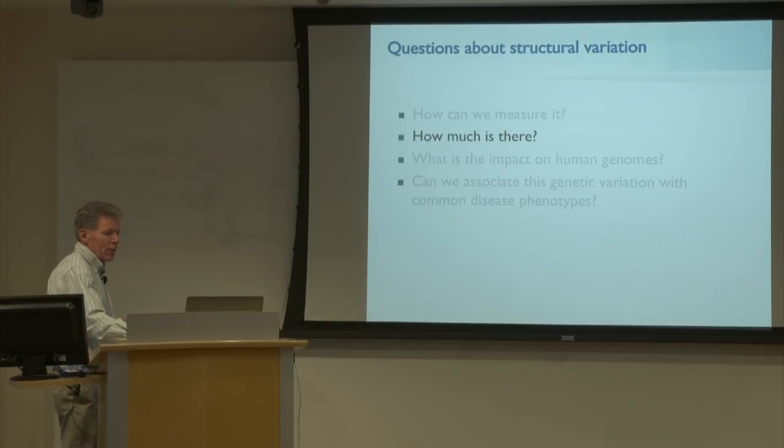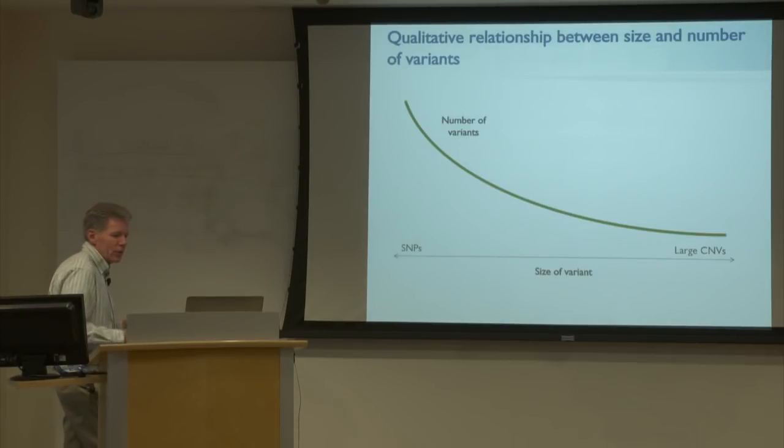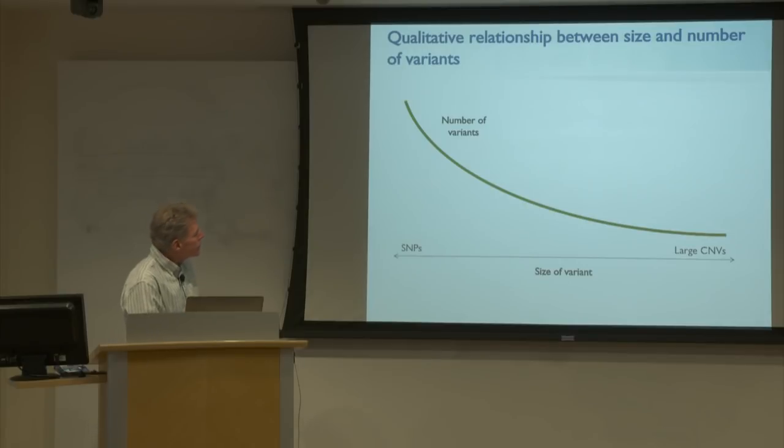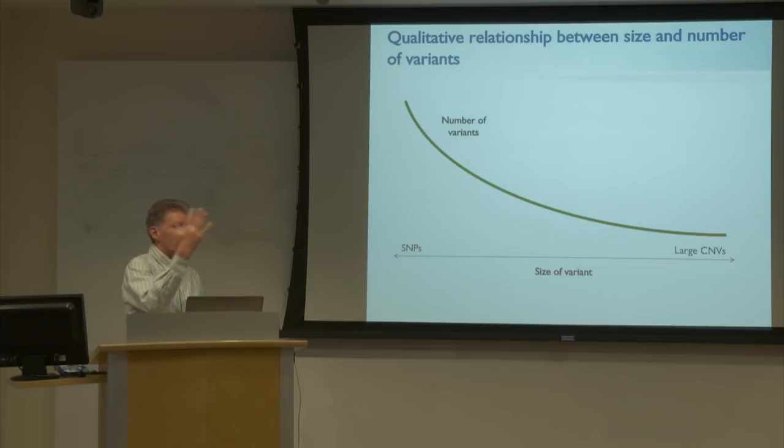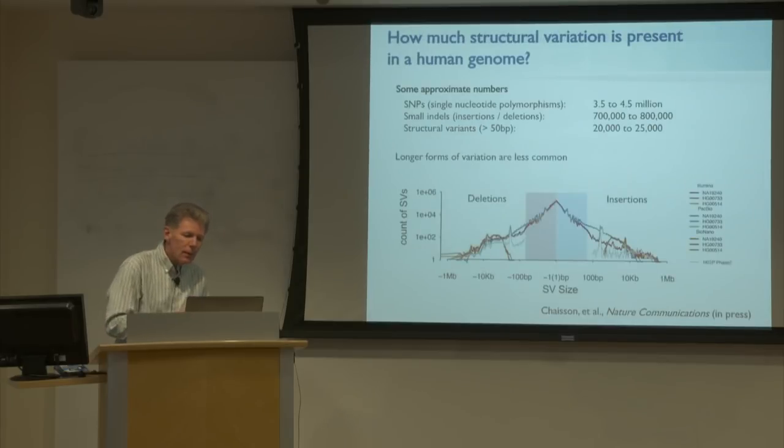So the next question I want to talk about is, well, how much is there, right? How much structural variation is there in the human genome? One thing I'd like you to take away is that there's this qualitative relationship between the number of variants and the size of the variant. So there are many more SNPs in an individual person's genome, many more polymorphisms that are single base pair changes, than there are really large CNVs. And this general trend holds across the whole length spectrum.